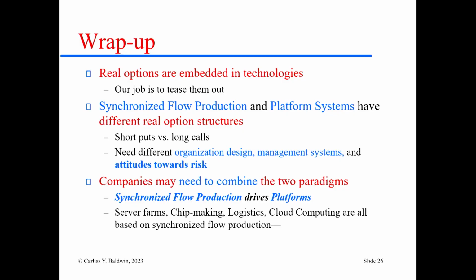They need different organization design, different management systems, and different attitudes towards risk. Companies increasingly need to combine the two paradigms. So we have server farms, we have chip making, logistics, cloud computing. All of that is based on synchronized production. So it's harder and harder for a big platform company to not worry about flow production.